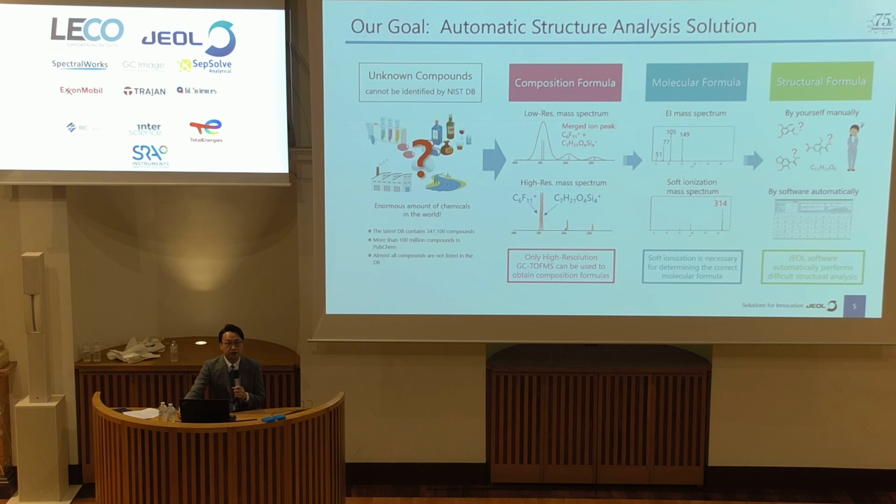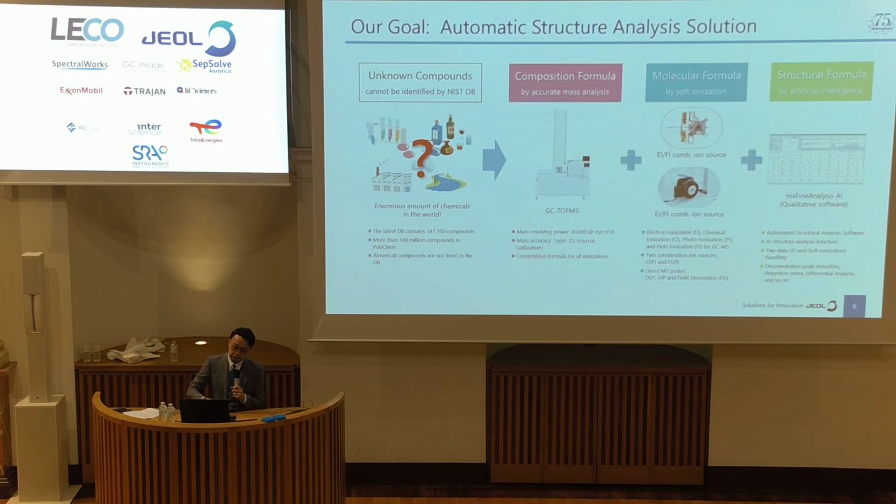So right now, JEOL proposes three technologies for these three formulas. We can get the composition formula from the high resolution time of flight mass spectrometers. We can get the molecular formula information from soft ionization techniques like photoionization (PI) and field ionization (FI). And we are also developing the software MS Fine Analysis AI, which can propose structure candidates using AI technologies. Today I will be talking about these AI technologies.